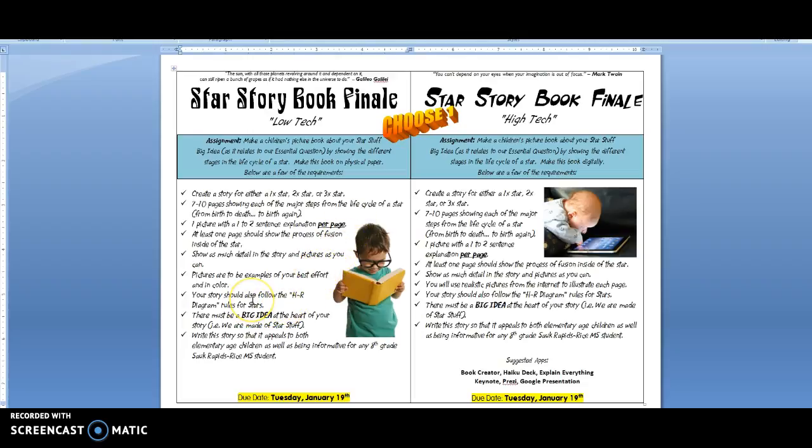You should follow the HR diagram rules, which we learned about in class today, looking at the HR diagram a second time. There should be a big idea at the heart of your story, like that big idea that we're all made out of star stuff.